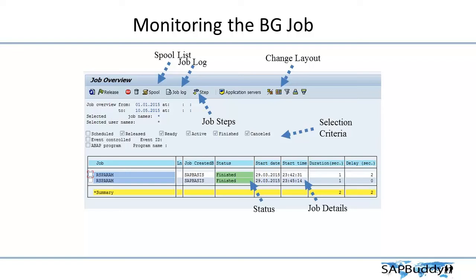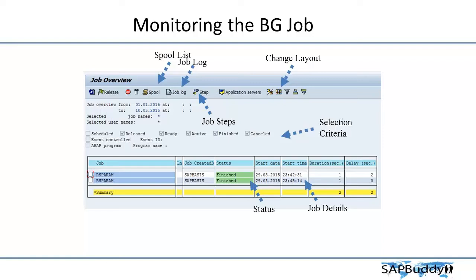Then we have the job log. This is different from the spool list, so these are two things. The spool list is an output of the program. The job log shows the steps, how the program is being executed. When we go to the system, we will see that in detail. I'm trying to explain this concept very clearly before we get into the system.